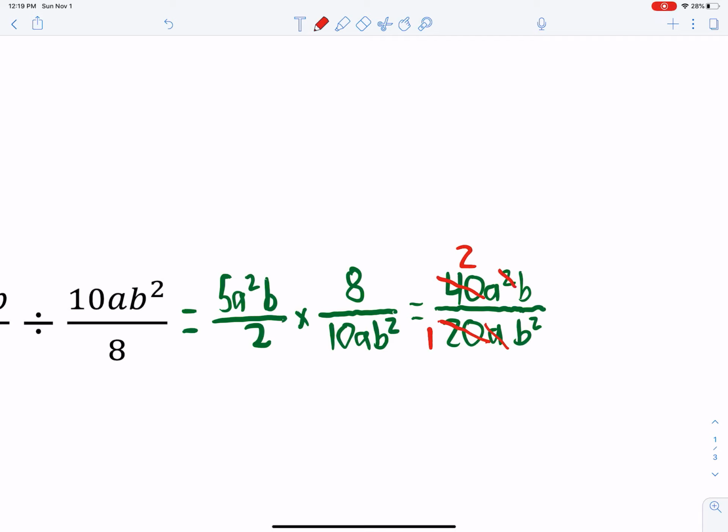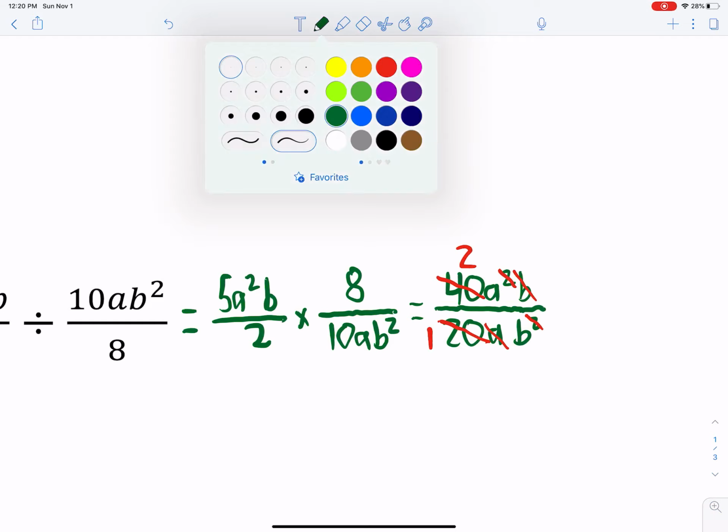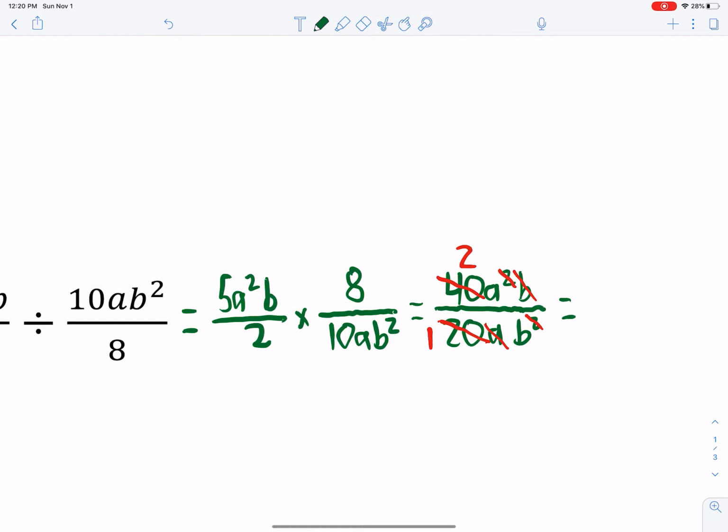Same sort of thing with the b's. The top and bottom are both divisible by b. On the top, b divided by b, it cancels out. On the bottom, b squared divided by b becomes just b. So looking at that, on the top, we've got a 2 times a left over. On the bottom, you have 1 times b, which is just b.